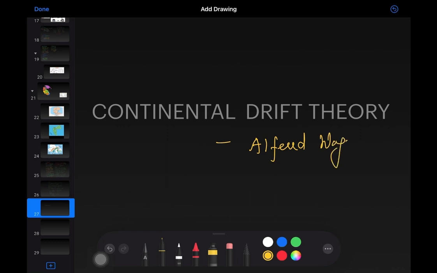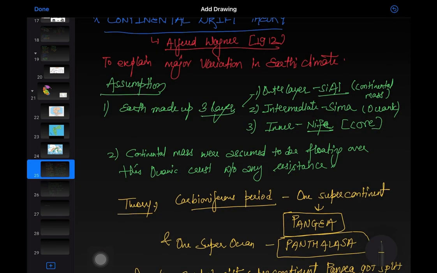Alfred Wegener proposed the continental drift theory. Wegener, in 1912, proposed the continental drift theory. The main objective of Wegener behind finding the theory was to explain the major variation in Earth's climate. So Wegener made two assumptions.